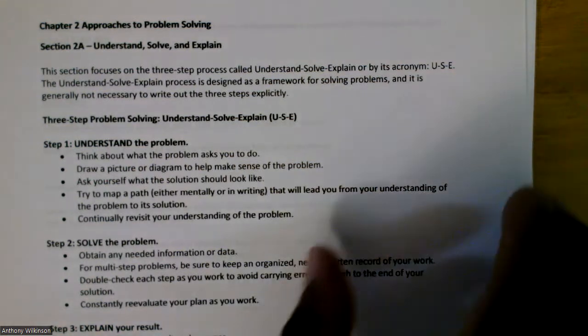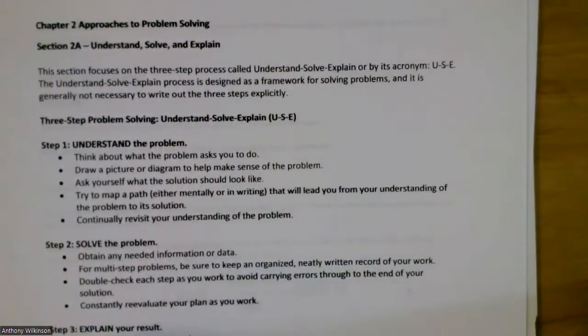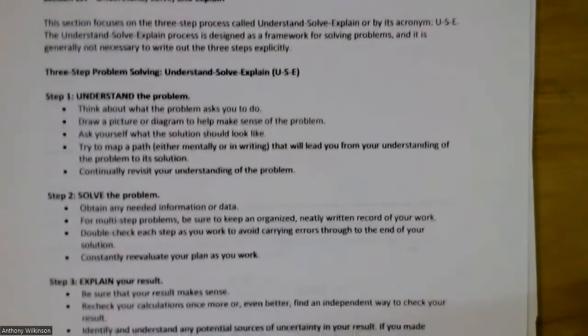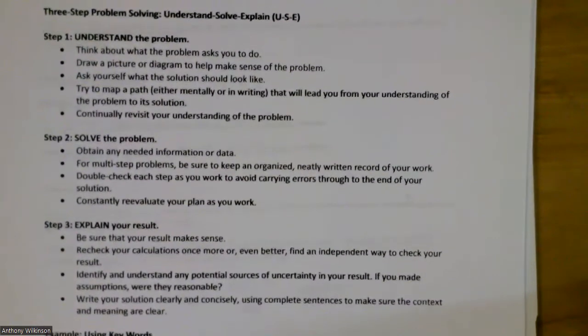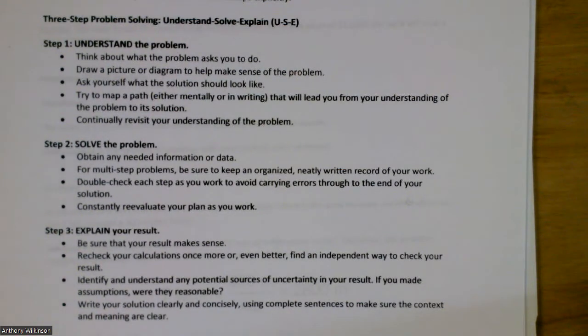So here is that 3-step process: USE, understand, solve, and explain. In step number 1, you're to understand the problem. That is to think about what the problem asks you to do. In some cases, you may have to draw a picture or a diagram to help make sense of the problem. And then ask yourself what the solution should look like. Then try to make a path, either mentally or in writing, that will lead you from your understanding of the problem to a solution. And then continually revisit your understanding of the problem.